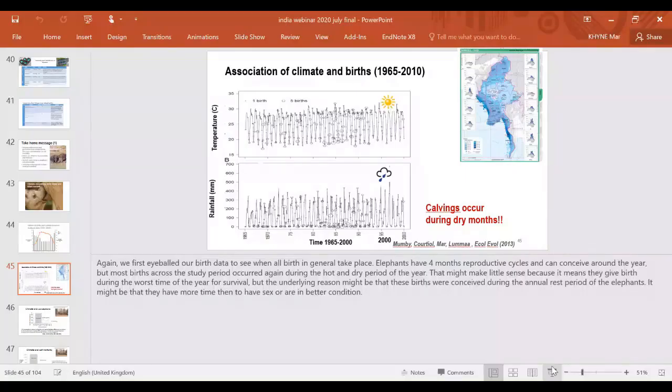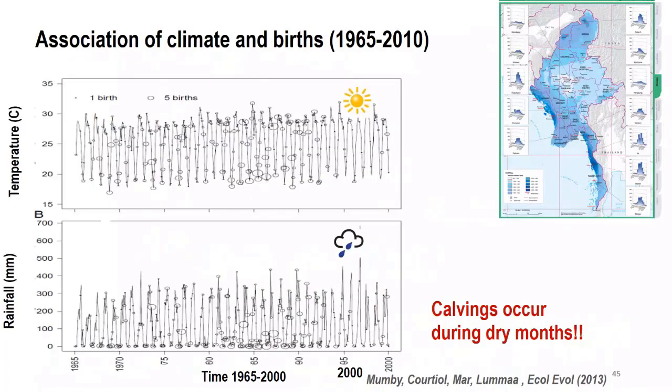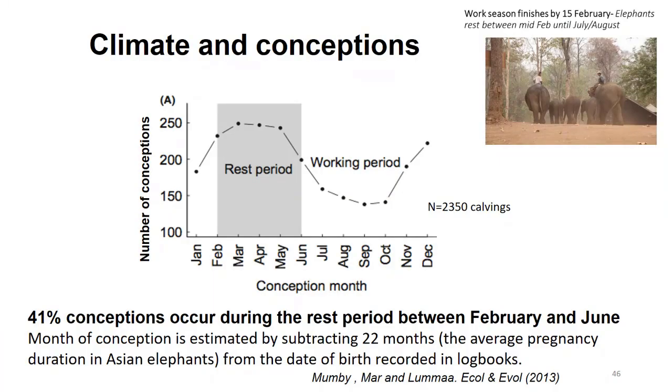So we know the calvings occur during dry months. That is what she reported in her PhD thesis. This is from the updated data. We noticed 41% of conceptions occur during the rest period between February and June. And she followed each and every birth, whether the calves conceived in this rest period survive until age 5, because this is longitudinal data. You can trace each elephant until they survive age 1 year, 2 years, 3 years.